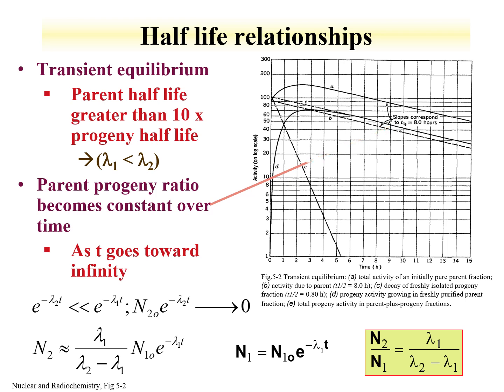And we can collapse the equation so that the number of progeny atoms is approximately equal to the decay constant of the parent divided by the difference between the decay constant of the progeny and the decay constant of the parent, times the initial amount of the parent, e to the minus lambda t, the decay of the parent. It becomes this equation. And then we can just look at a ratio. The ratio between the number of progeny atoms and the number of parent atoms at equilibrium is equal to the parent decay constant divided by the difference between the progeny and the parent decay constants.